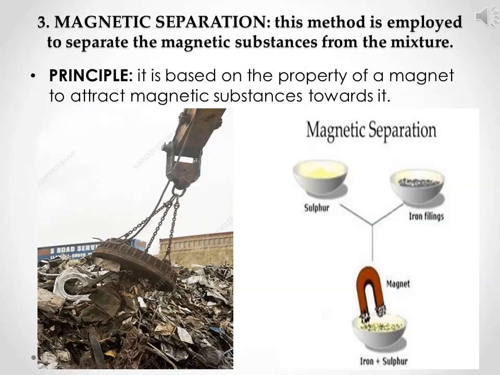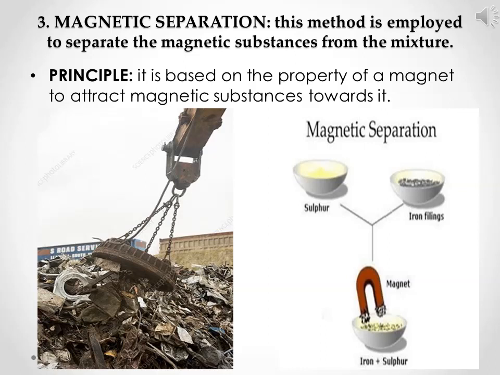The third technique is magnetic separation. This method is employed to separate the magnetic substances from the mixture. When we say magnetic substances, it means substances which are attracted to magnets. So this technique is basically used to separate a mixture which comprises magnetic substances and non-magnetic substances. The principle used is based on the property of a magnet to attract magnetic substances towards it.